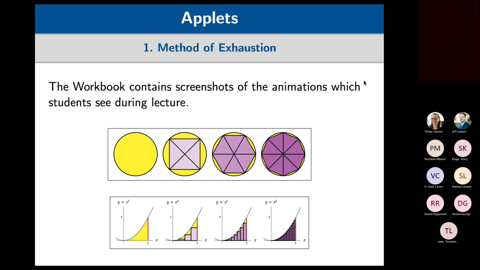And the workbook sort of develops a consistent visual vocabulary. The same pictures are seen in classes and in the workbook. There are certain stylistic elements that are consistent, like the approximations are purple and the thing being approximated is yellow.